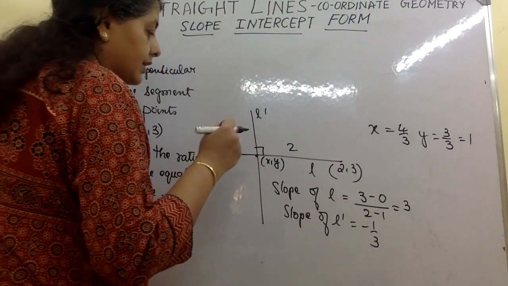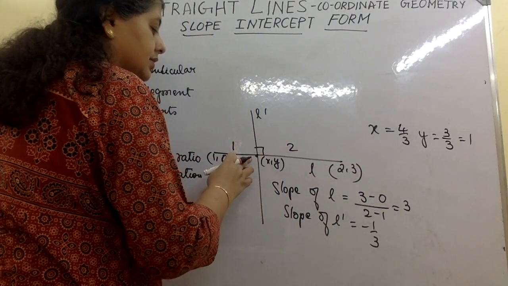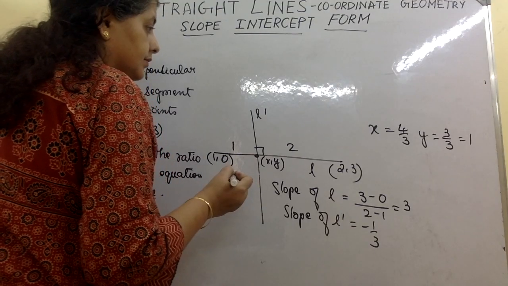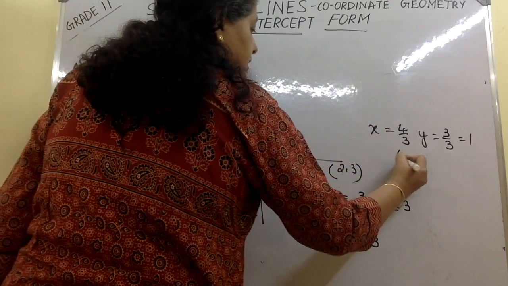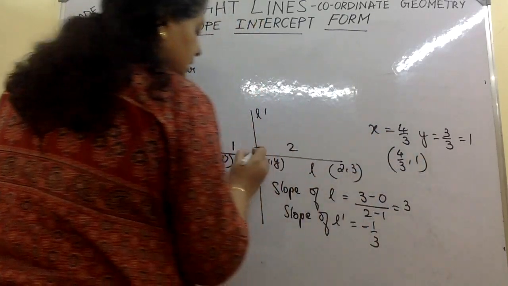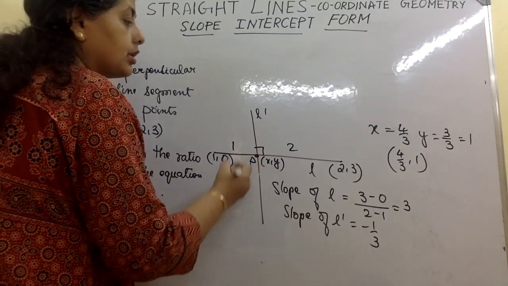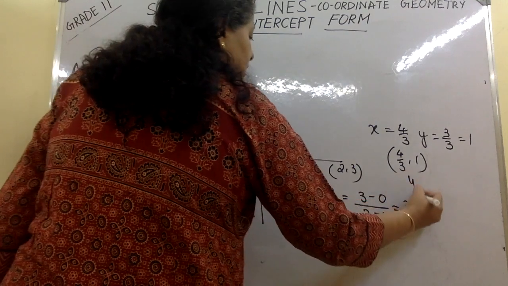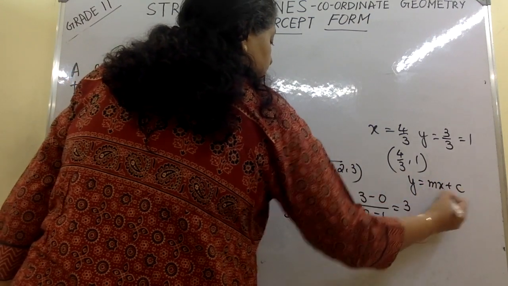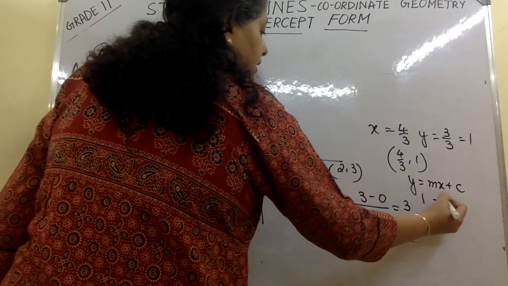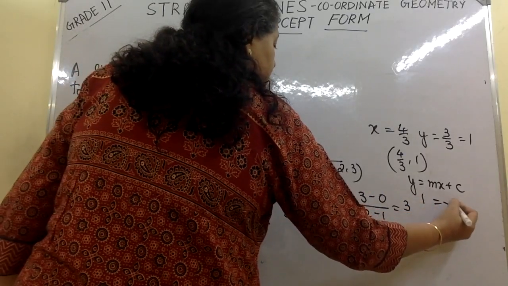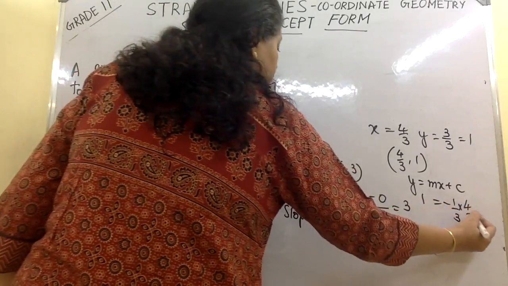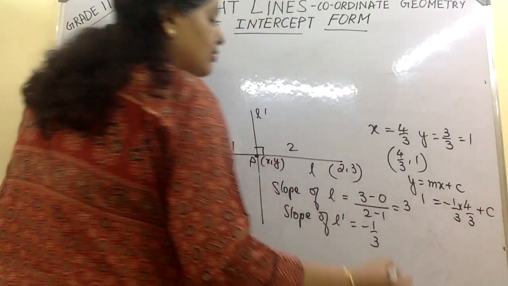Now these are the 2 points. So this is the point 4 by 3 comma 1. I can name it P also. So now this point lies on this line L dash also. So y is equal to mx plus c. Here y is 1, m is minus 1 by 3, into x is 4 by 3, plus c. So how much is c now?